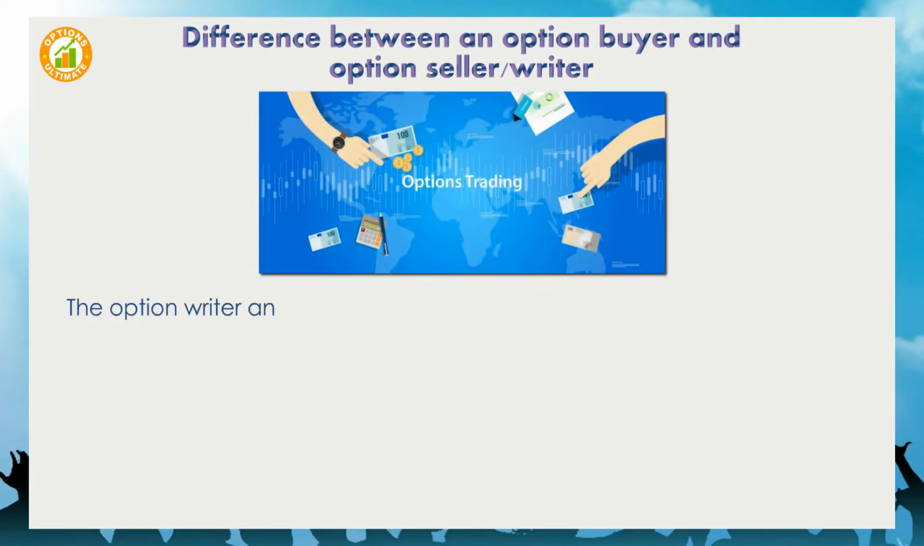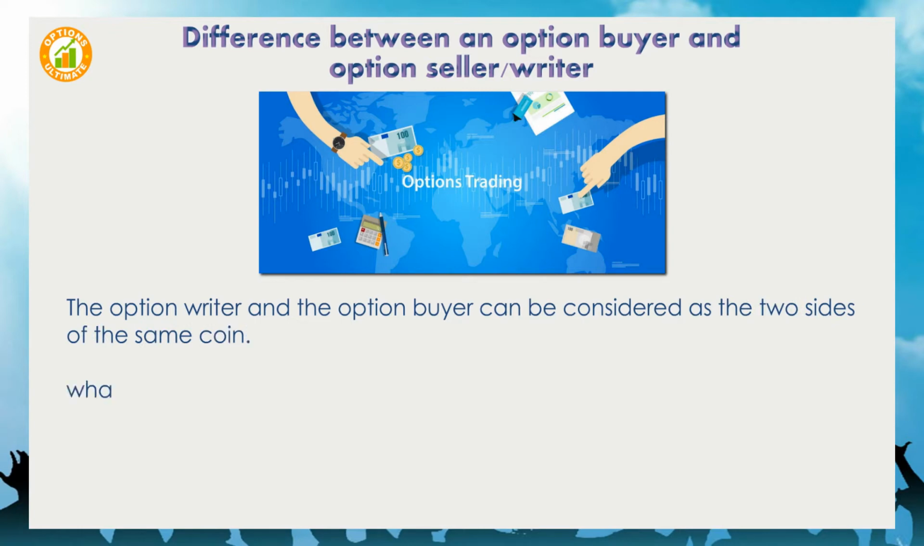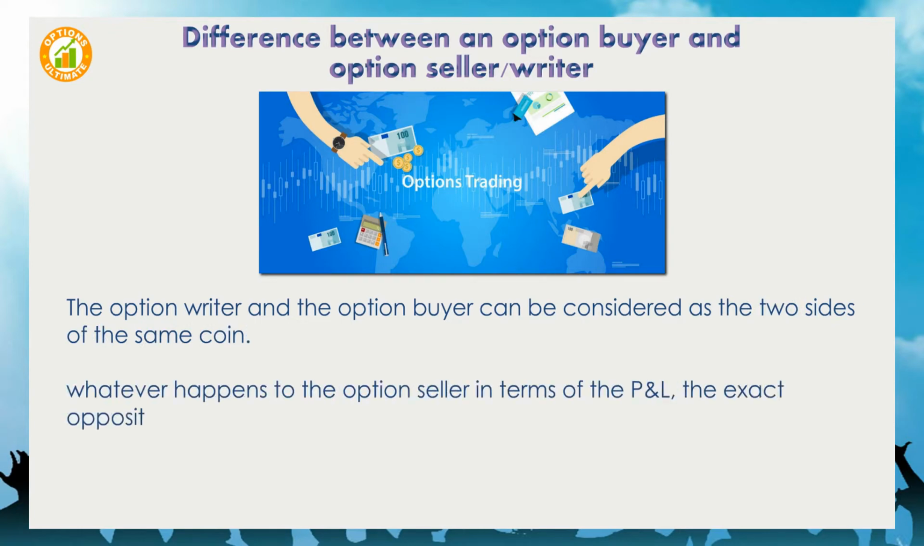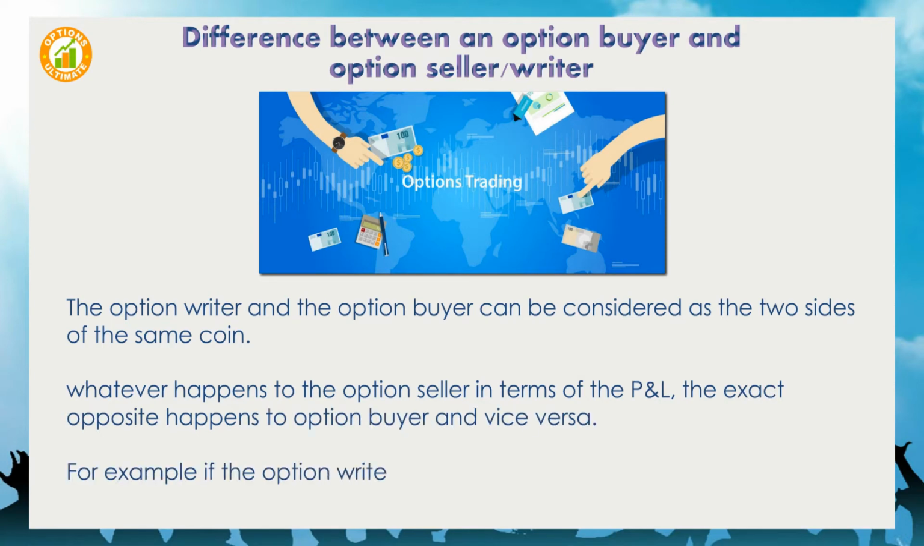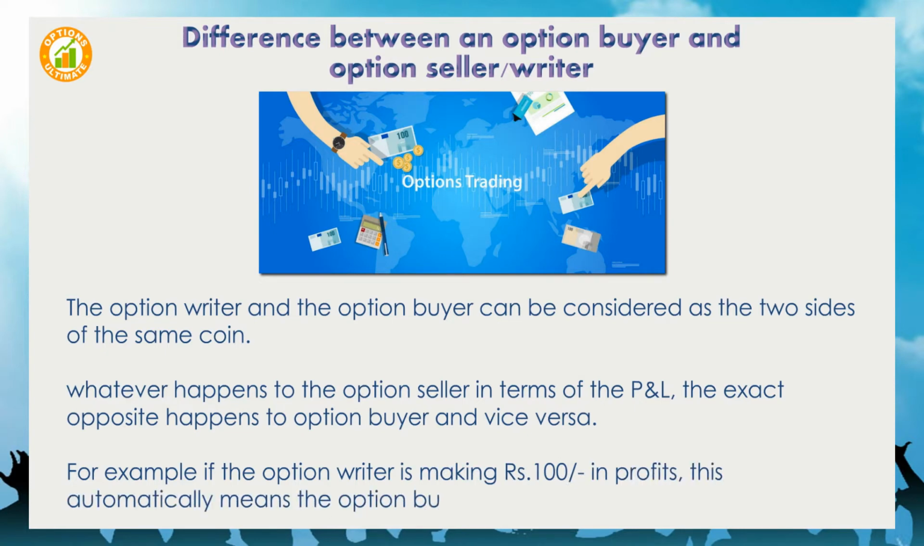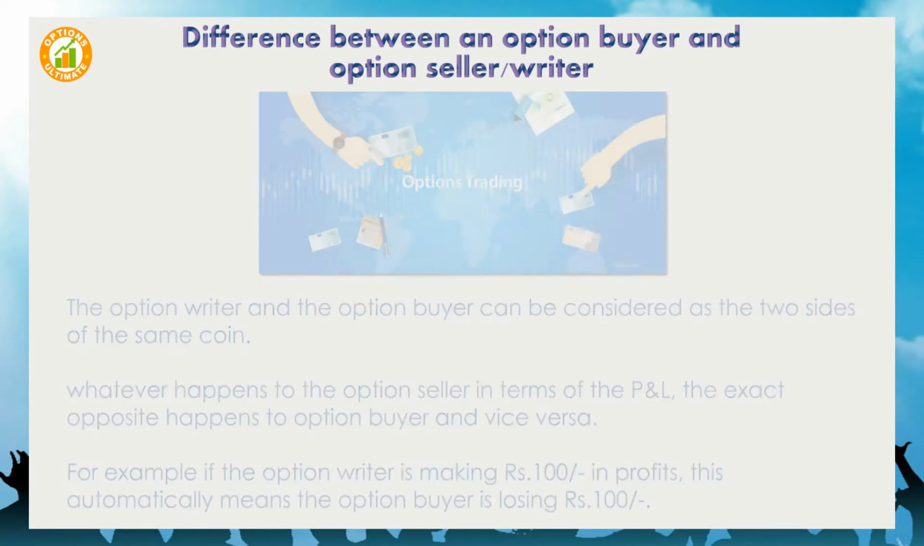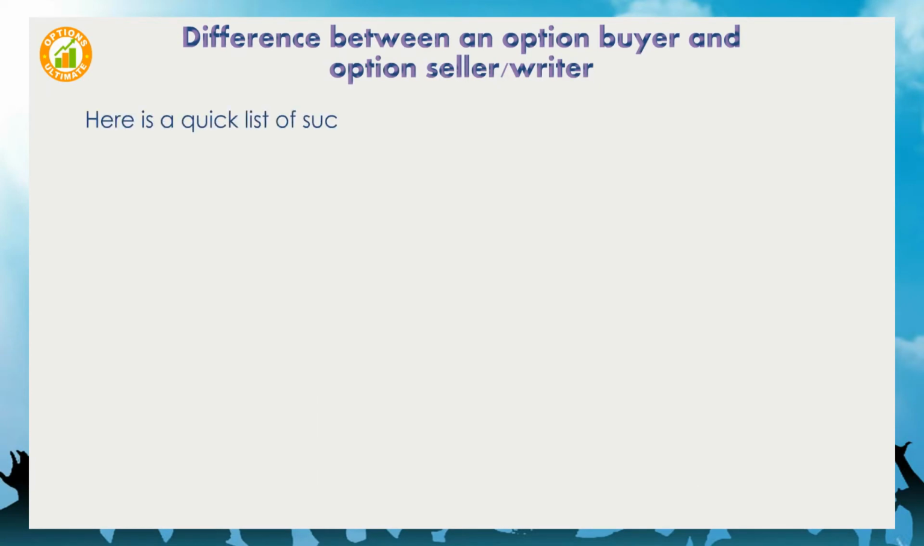The option writer and the option buyer can be considered as the two sides of the same coin. Whatever happens to the option seller in terms of the P&L, the exact opposite happens to the option buyer and vice versa. For example, if the option writer is making 100 rupees in profits, this automatically means the option buyer is losing 100 rupees. Here is a quick list of such generalizations.